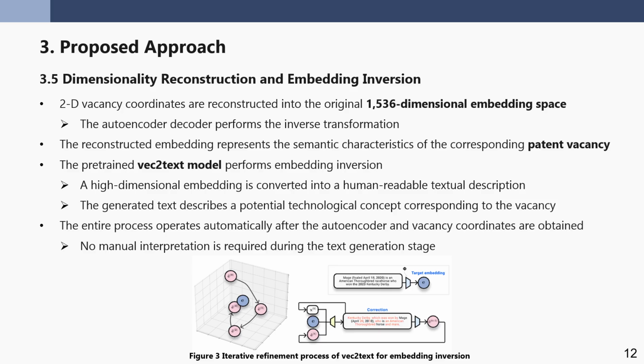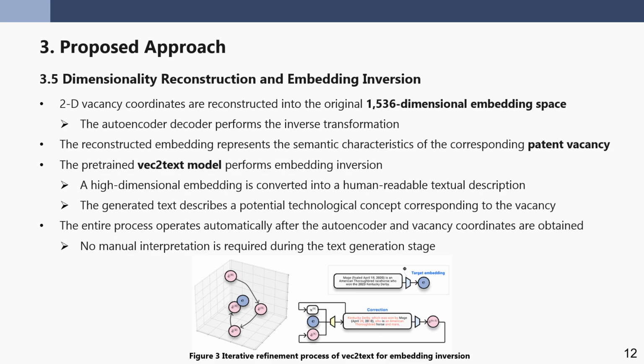Here is the dimensionality reconstruction and embedding inversion process. First, the two-dimensional vacancy coordinates are reconstructed back into the original 1536-dimensional embedding space using the autoencoder decoder. The reconstructed vector represents the semantic characteristics of the corresponding patent vacancy.